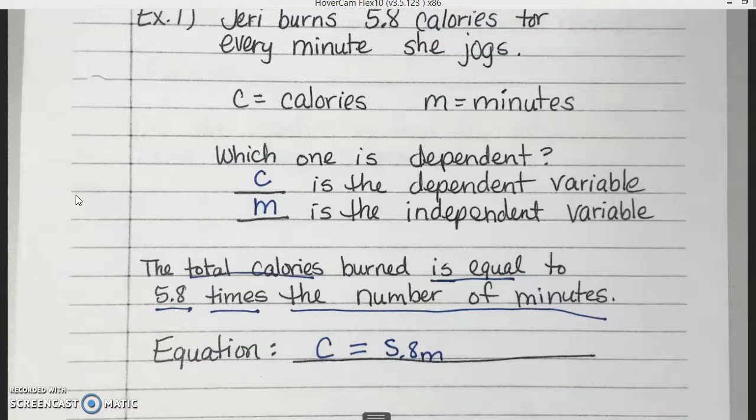And that's as far as we're going with that problem, because it wanted us to identify which one was independent and which one was dependent. And then it wanted us to write an equation. So we've done both those things. Here we identified, and here we wrote the equation. Notice that the dependent is usually going to be by itself on one side of the equation. And the independent is usually going to be with a number. Alright? Any questions there?